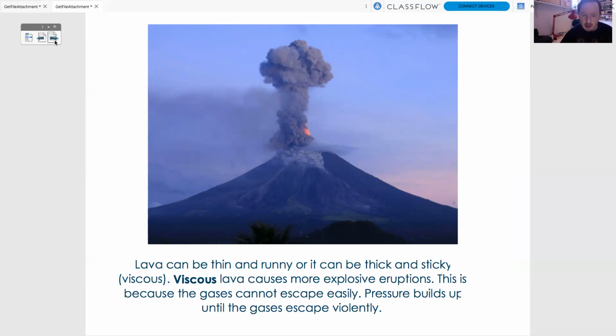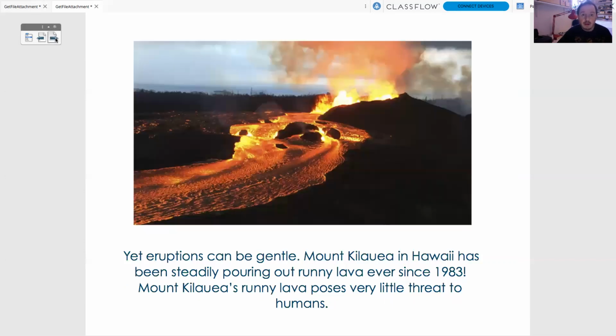Viscous lava causes more explosive eruptions. This is because the gases that are building up and shooting the magma up the volcano have to work extra hard, so the pressure builds up, and then the gases escape violently, blowing this thick viscous lava up into the sky. Now, some eruptions can be quite gentle.